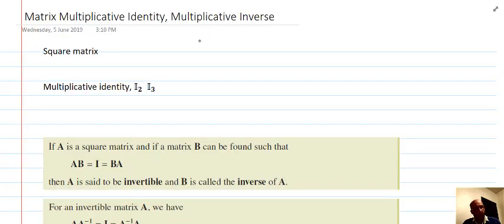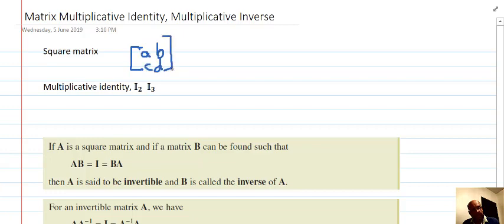Okay, we're looking at matrix multiplicative identity and the multiplicative inverse. So first I need to define a few things, what a square matrix is. A square matrix has the same number of rows and columns. An example might be A, B, C, D. That's a 2 by 2 square matrix. So the number of rows equals the number of columns. Pretty easy.